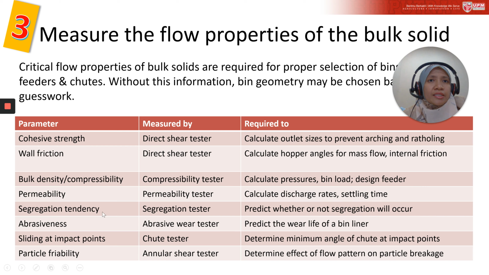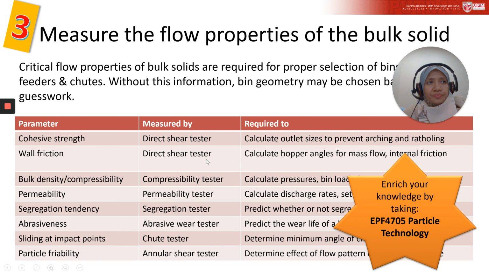Segregation tendency is to predict whether or not segregation will occur. Abrasiveness is to predict the wear life of a bin liner. Then sliding at impact points is to determine the minimum angle of chute at impact points, and particle friability is to determine the effect of flow pattern on particle breakage. So these are the equipment available to be tested, the names of the equipment.